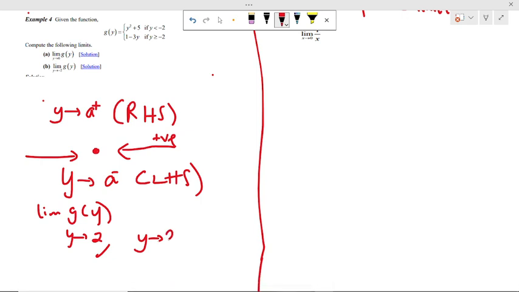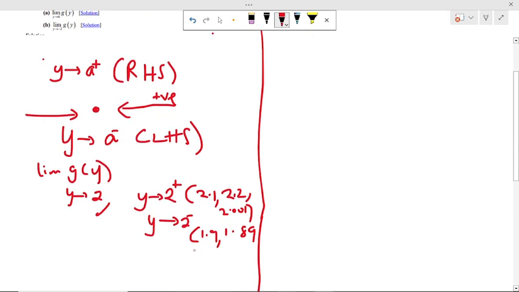So let's say we take values from the right hand side of 2, then values from the left hand side of 2. Values from the right hand side of 2 can be maybe 2.1, 2.2, 2.001. Then values from the left hand side can be 1.9, 1.89, 1.999. They should be close. You get it? They should be close.